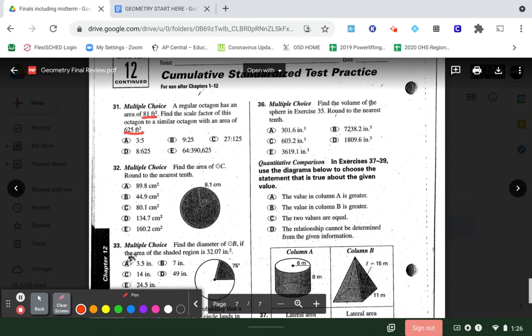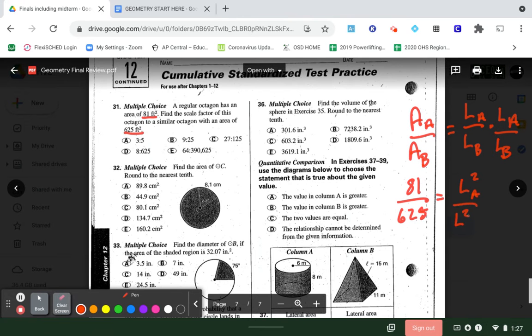Okay, so here's the deal. The scale factor is the ratio of length to length, length A to length B. If I do area, the area is going to have two length measurements in it that are multiplied together. So that's what I'm going to get for the area ratio between the area of A to the area of B. We know the area of A is 81, and the area of B is 625, and that's going to be equal to the length squared A over length squared B.